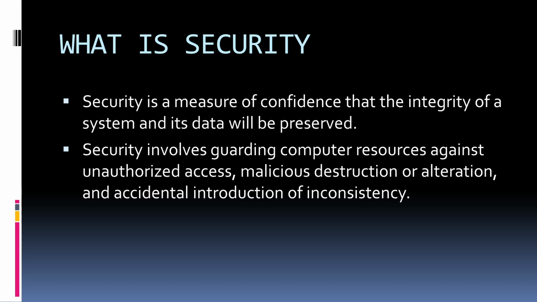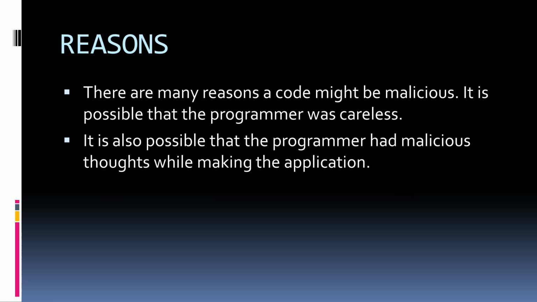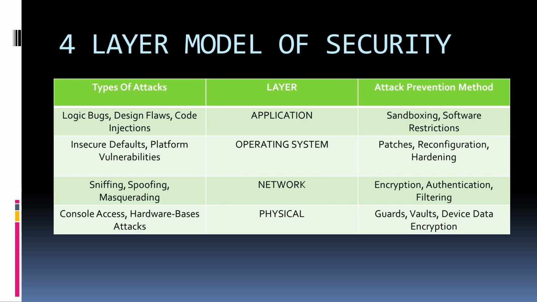So, what is security? Security is a measure of confidence that the integrity of a system and its data will be preserved. Security involves guarding computer resources against unauthorized access, malicious destruction or alteration, and accidental introduction of inconsistency. So, there are many reasons a code might be malicious. It is possible that the programmer was careless, but it is also possible that the programmer had malicious thoughts while making the application and wanted to harm your system.